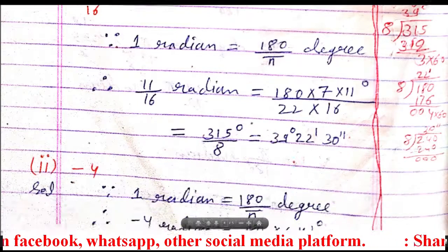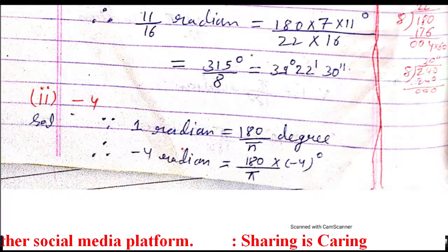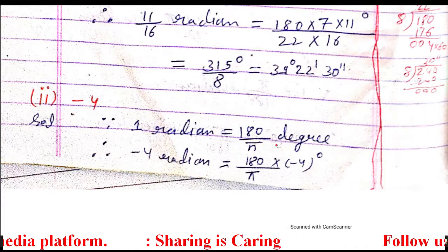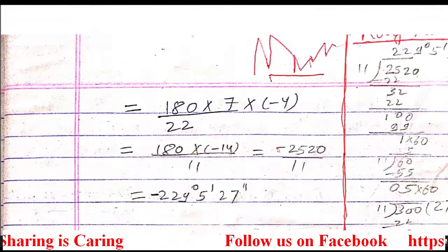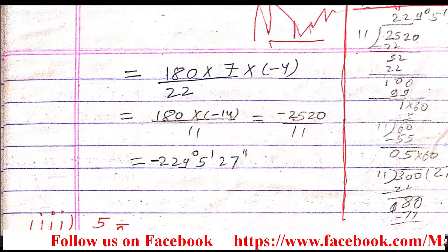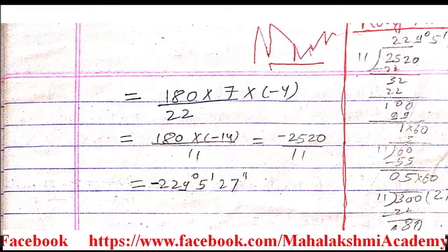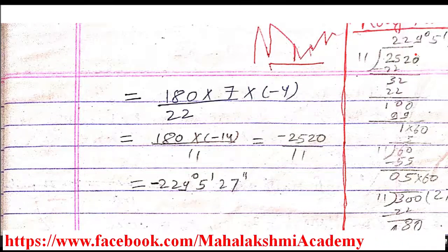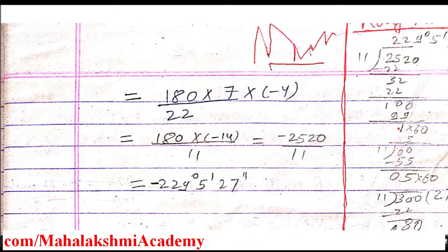Now we move to the next part, that is minus 4. Again, 1 radian is equal to 180 upon pi degree. That's why minus 4 radian, multiply it. When you multiply, you are going to get this kind of fraction. So this you have to divide by 11. So just see, I divided here: 11 2s are 22. Then again 11 2s are 22, then 11 9s are 99. When I took 11 9s, I got here 1 remainder.